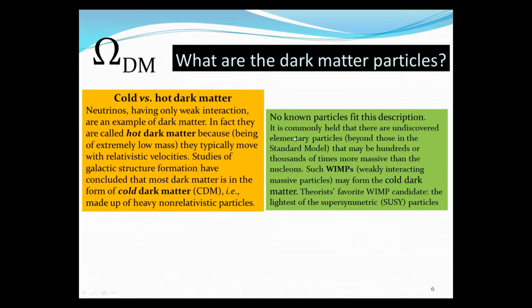It's commonly held there are undiscovered elementary particles beyond those known in the Standard Model that can be hundreds, thousands of times more massive than nucleons. These we call weakly interacting massive particles, the WIMPs, which may form the cold dark matter. And the theory's favorite WIMP candidates are the so-called lightest supersymmetric particles.